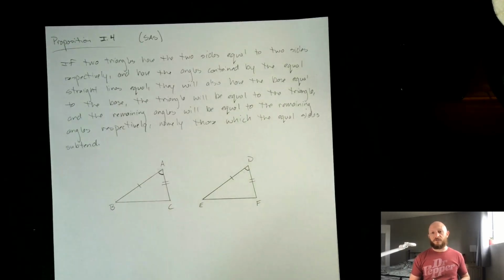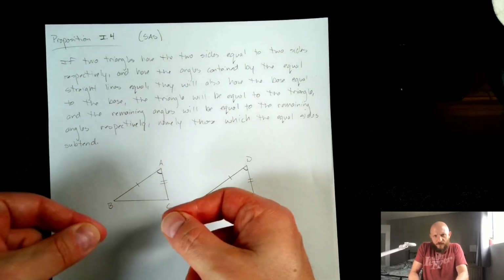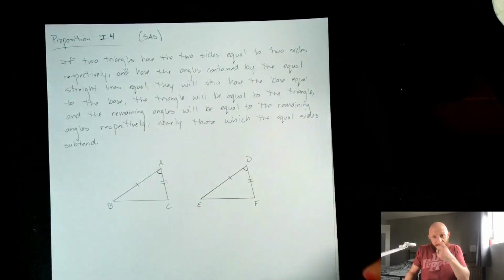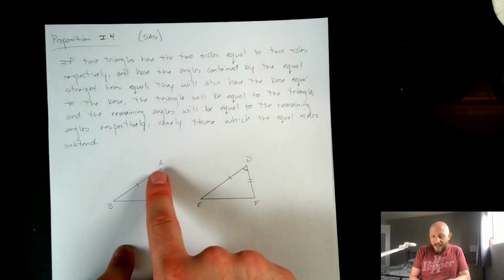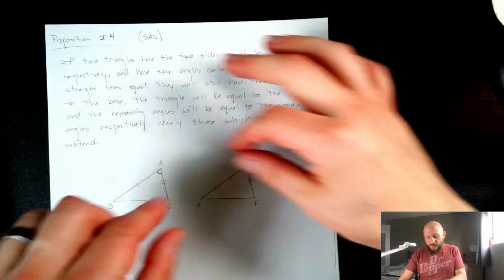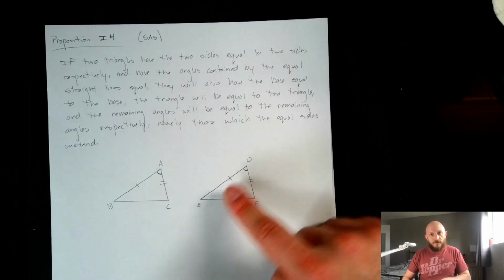He uses something that we today call superposition, which is basically like, imagine if I could pick up triangle ABC and move it over and place it on top of DEF. In particular, place it so that A coincides exactly with D, and we lie the side AB along the side DE.